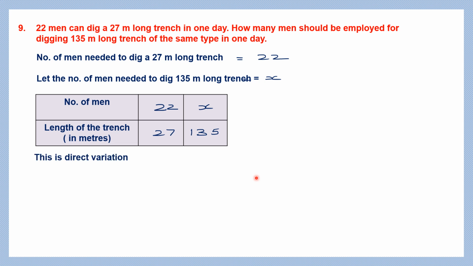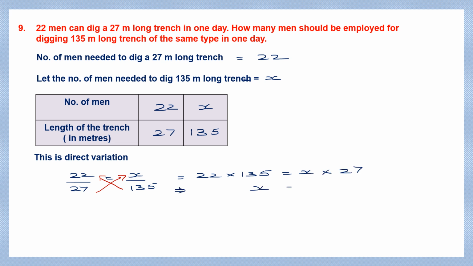That means this is direct variation. So let's do that. So let's write down 22 by 27 is equal to x by 135. Now let's cross multiply these two and these two. So now this will be 22 into 135 is equal to x into 27.